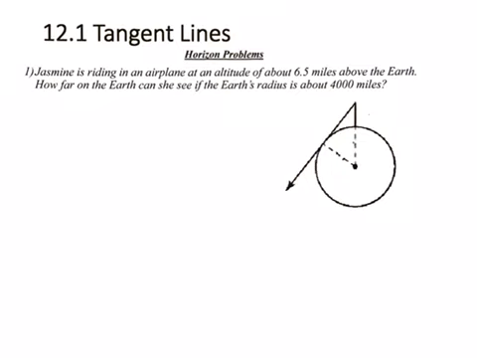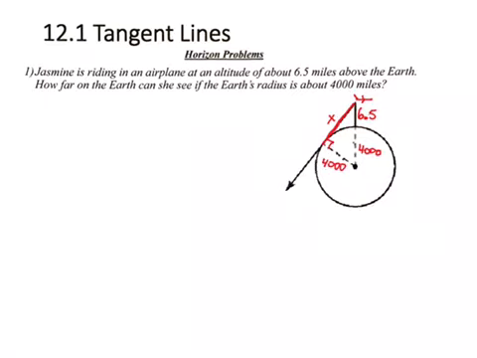Jasmine is riding in an airplane at an altitude of about 6.5 miles above Earth. How far from Earth can she see if the Earth's radius is about 4,000 miles? Okay, so if we think about it this way, let's put the plane here. And so that means that this height here is the height above the Earth, so 6.5 miles. The radius of the Earth is 4,000 miles. And we're essentially looking to see how far along this line she can see.